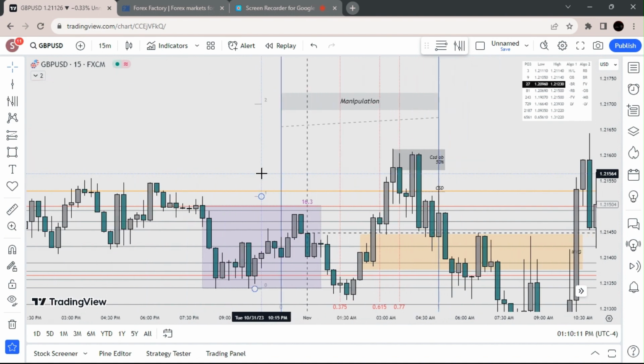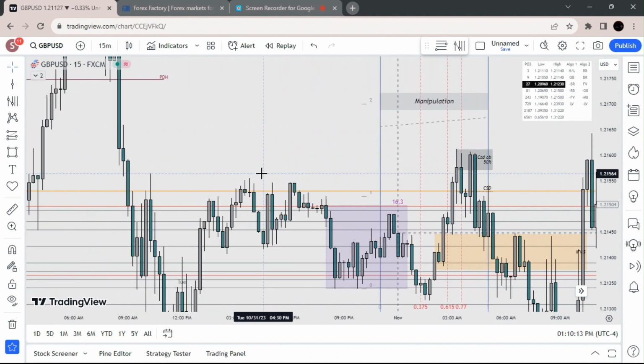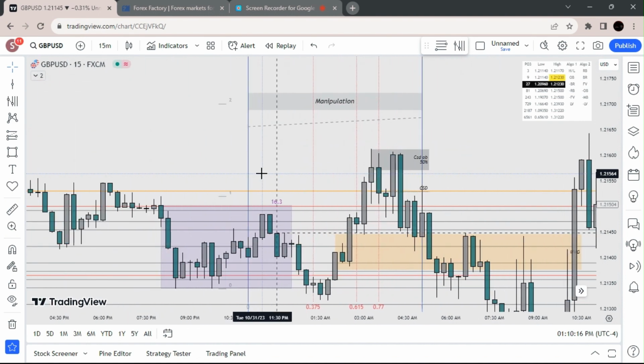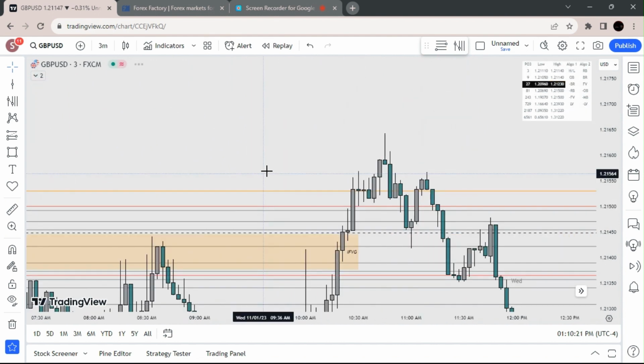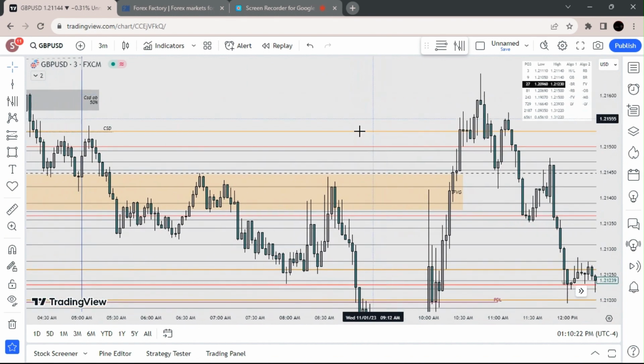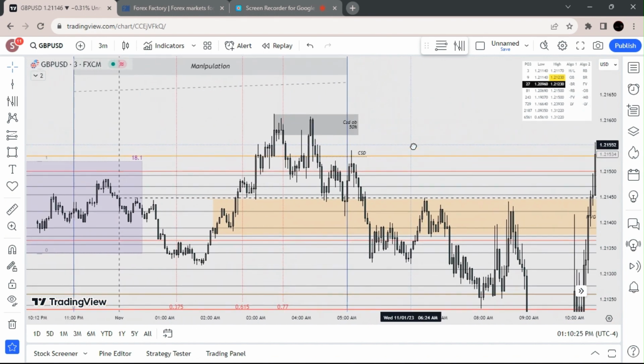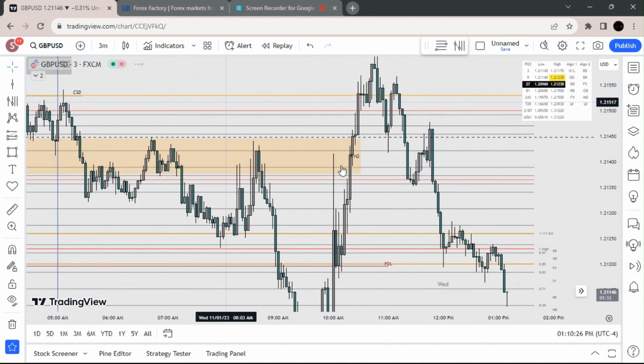Mark out PD arrays and mark out, like, this is also a CSD, because we also raided our highs on 15-minute. And if you have multiple higher time frame CSDs aligning, chances are it's going to hold. All right.